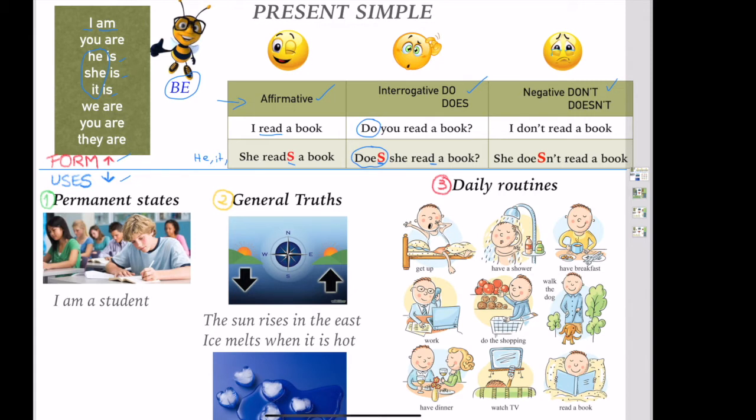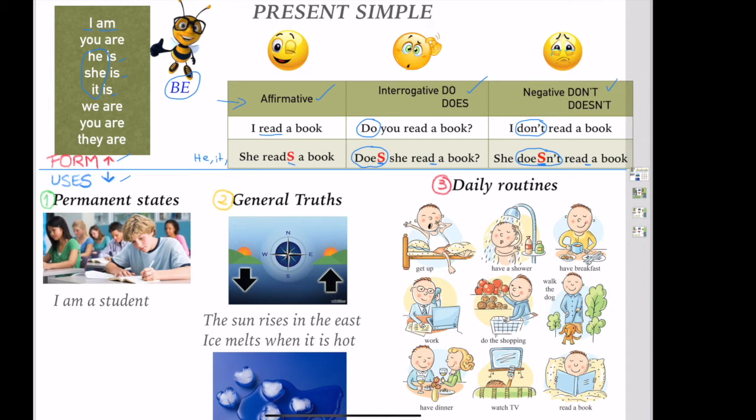Only one S, and in this case, in the auxiliary. And in the negative, you're going to write don't and doesn't. Don't for I, you, we, and they. Doesn't with the S for he, she, and it. And remember, just one S, so doesn't in the auxiliary, no S in the verb. And let's go to the uses now.